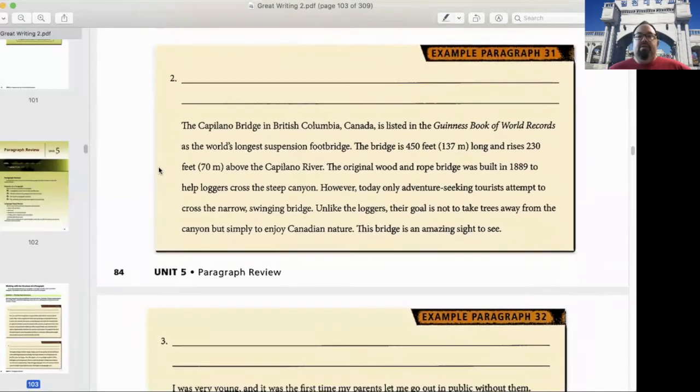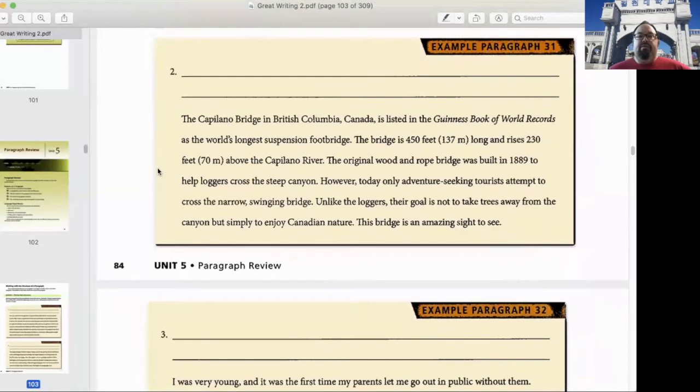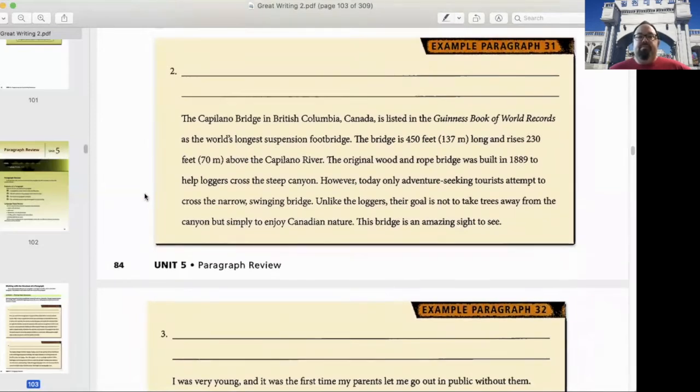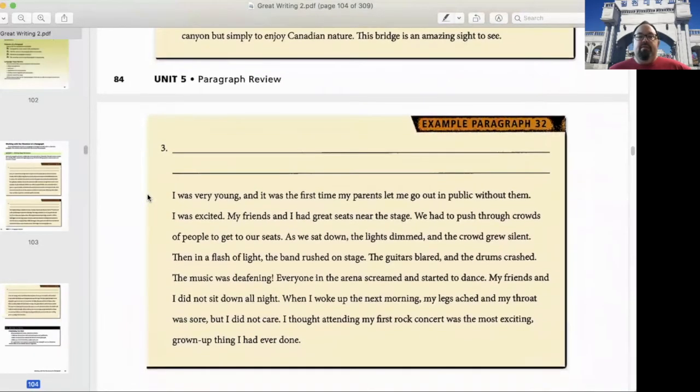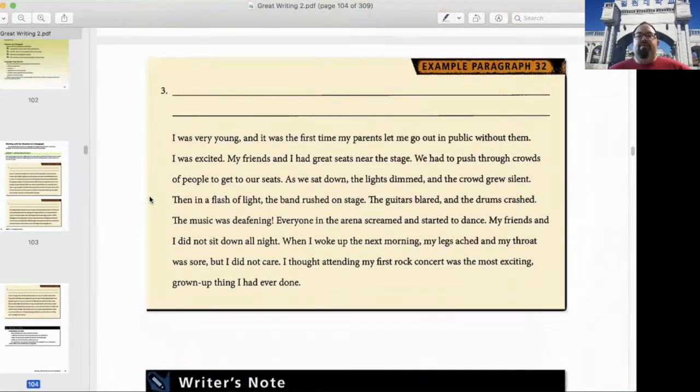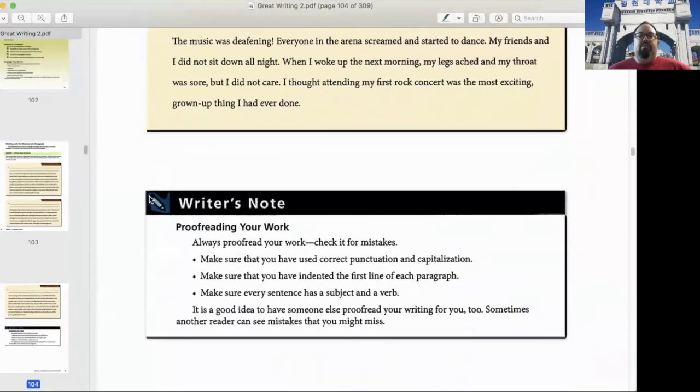This is about the Guinness Book of World Records and the world's longest suspension footbridge. And number 3, you have, well, I'll let you read that and figure out what the topic is. All right.